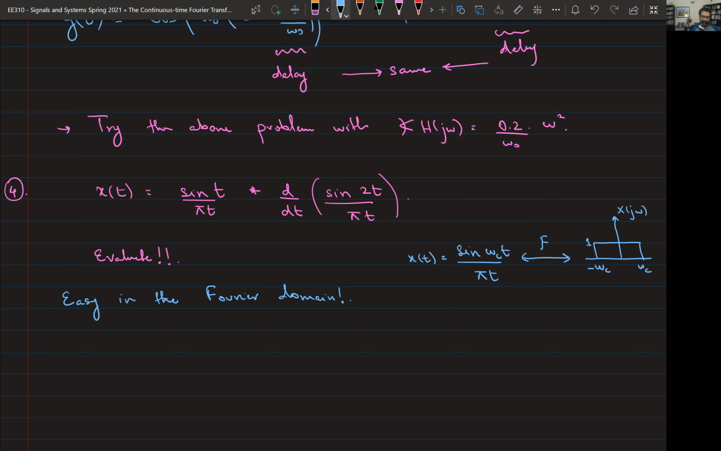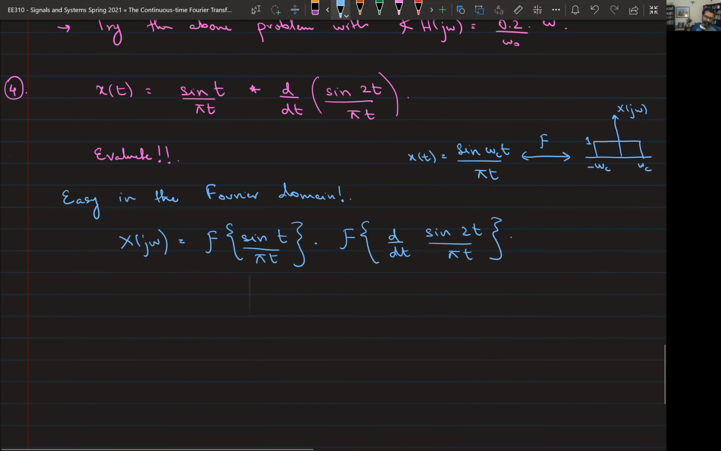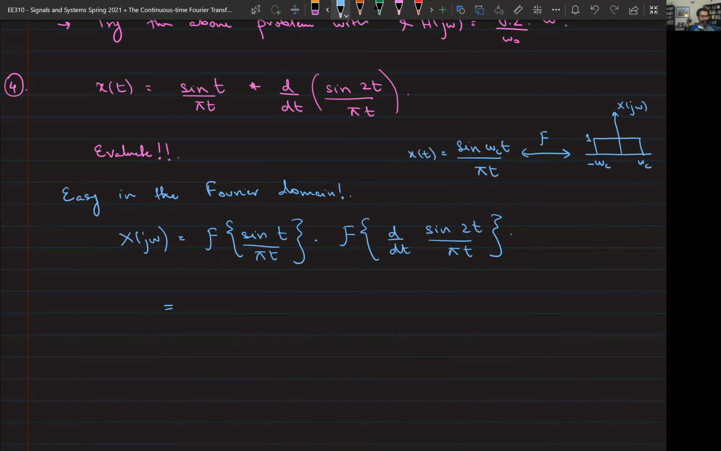Now, how do we solve this problem? Right, so X(j omega) is equal to the Fourier transform of sine t divided by pi t, multiplied by the Fourier transform of the derivative of sine 2t divided by pi t. What do I do?